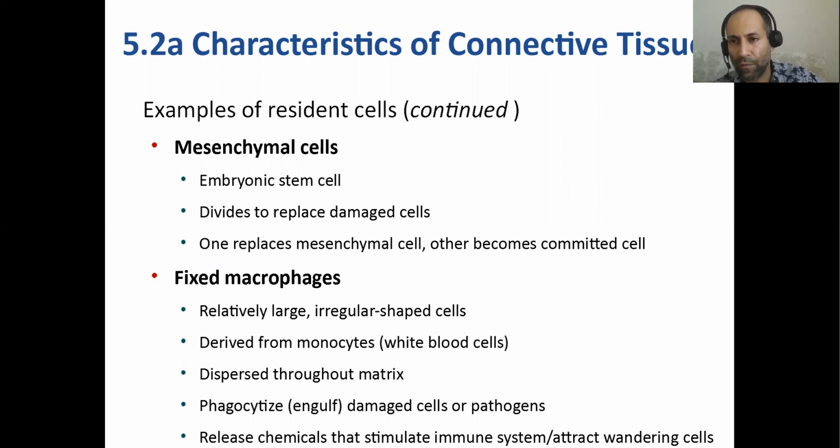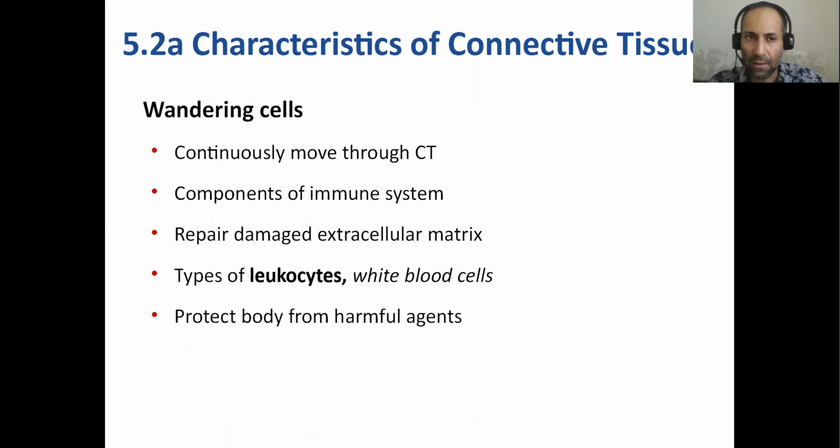Then also fixed macrophages. Macro means large, phage means to eat. So large cell eaters, they're like Pac-Man of the human body, as I mentioned before. They're derived from the white blood cells, as we see here, and their job is to work with the immune system to gobble up and destroy invading foreign particles like viruses and bacteria.